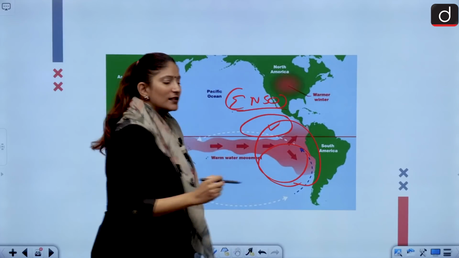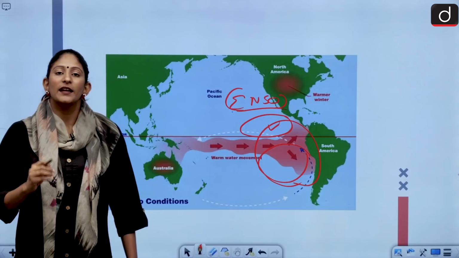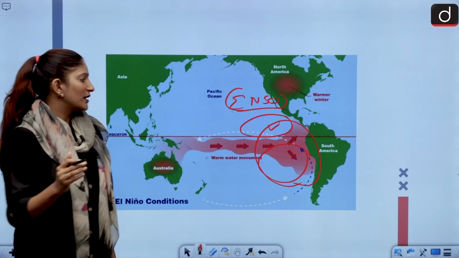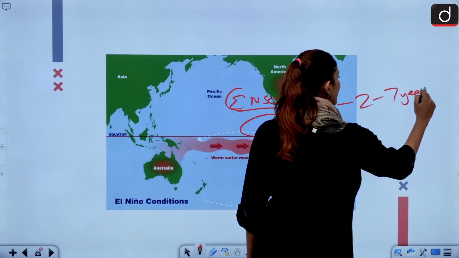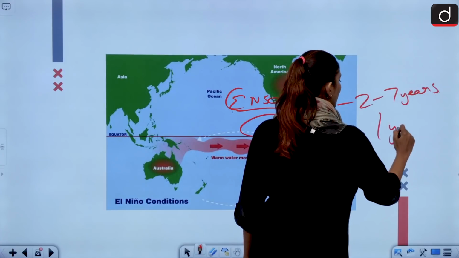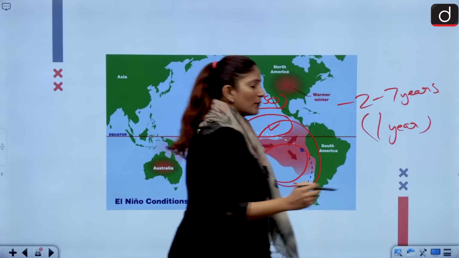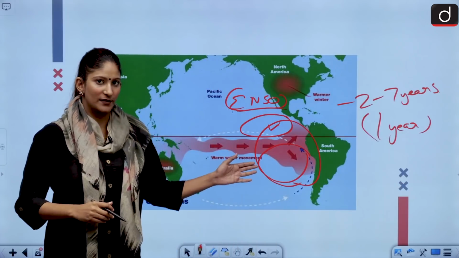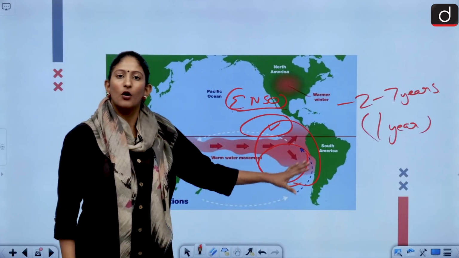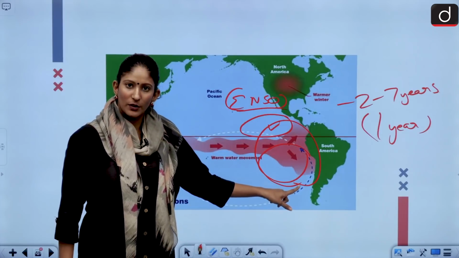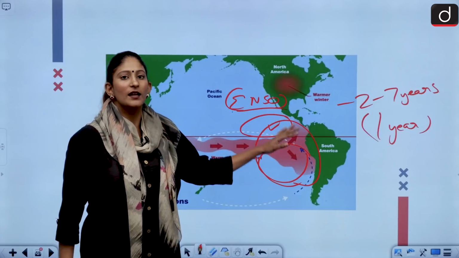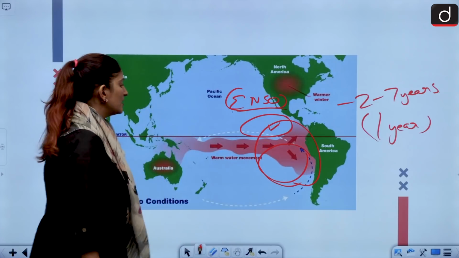So the El Nino Southern Oscillation, or El Nino, is not very predictable in nature. It comes at an interval of 2 to 7 years, and when it sets in, it lasts for about a year. Whenever that happens, it will have an impact on the climate of the region. As the temperature gets warmer over the oceans, the pressure will be less. Okay, always keep that in mind.